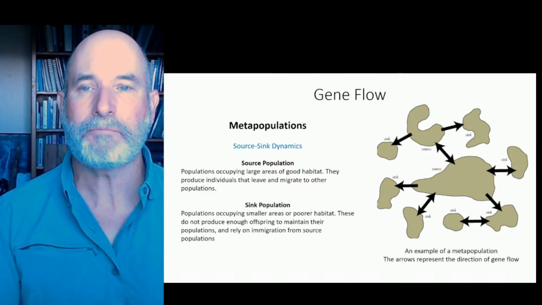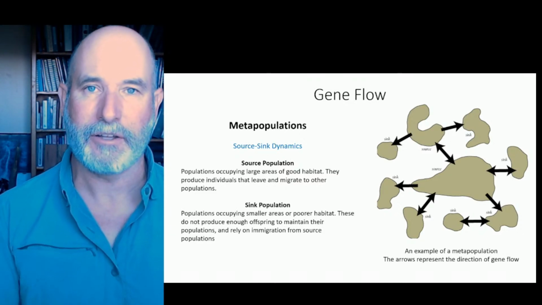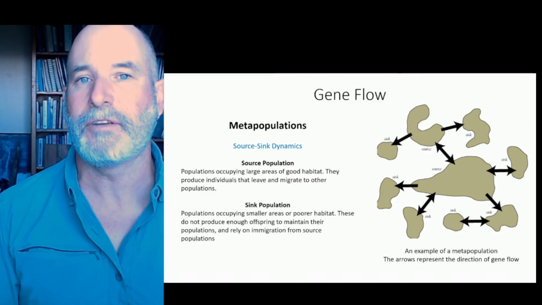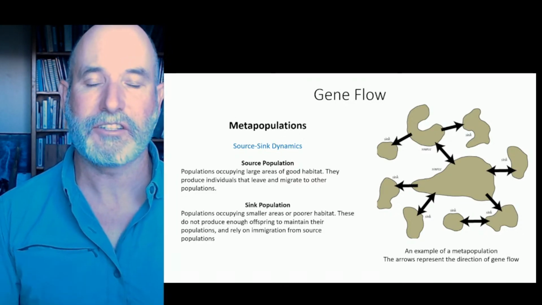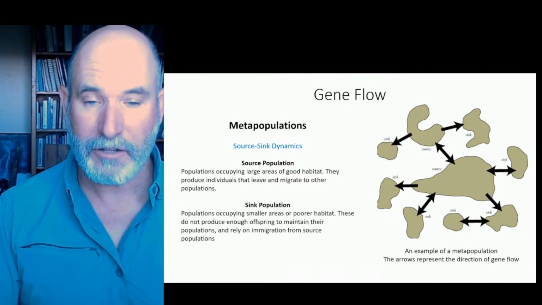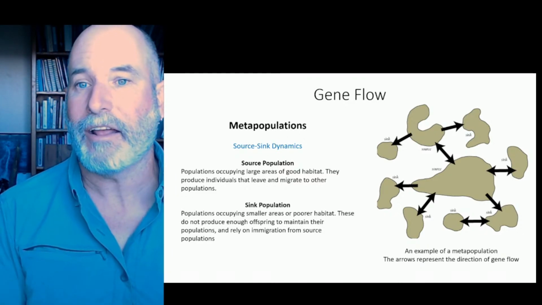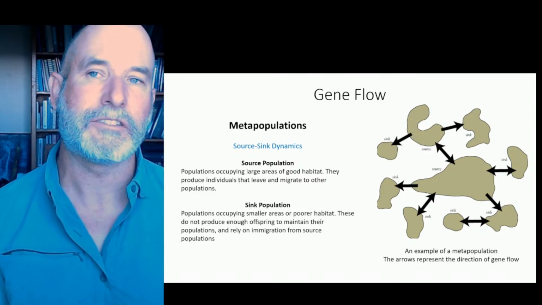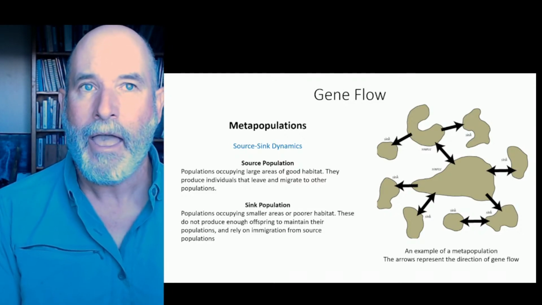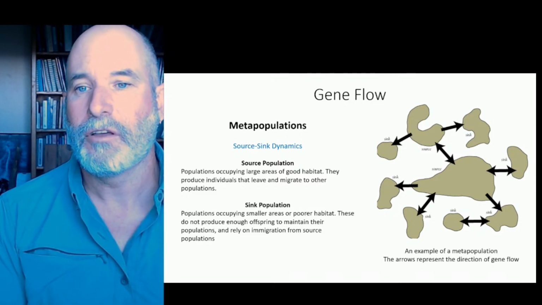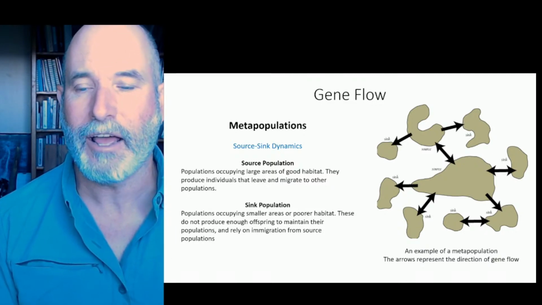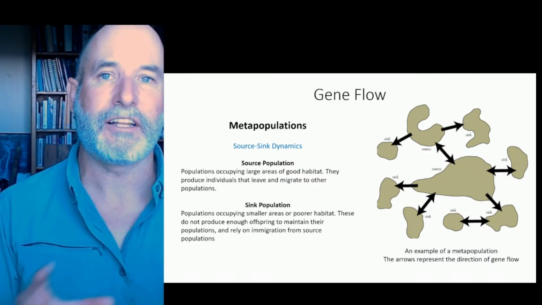If I've got a large population in a very healthy environment, it's going to start producing lots of individuals. They're going to have high success rates of surviving to reproduction. But they'll migrate out to other populations, and they might land in areas that aren't as good or are smaller, and they can subsidize those other populations, otherwise known as a sink. So you get a source-sink dynamic.